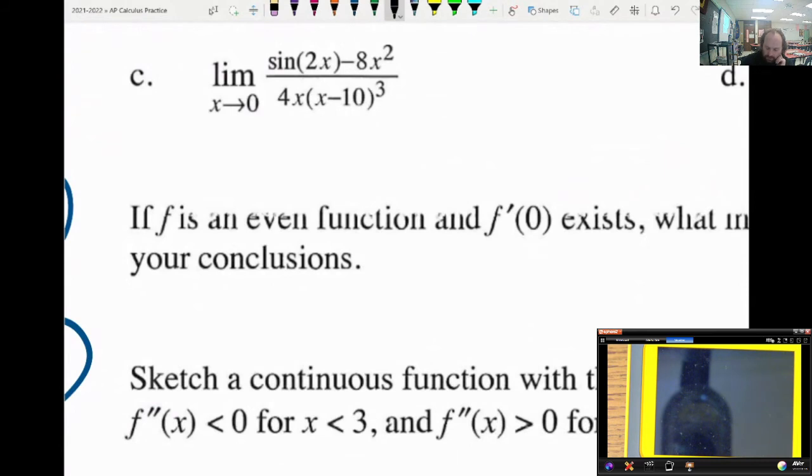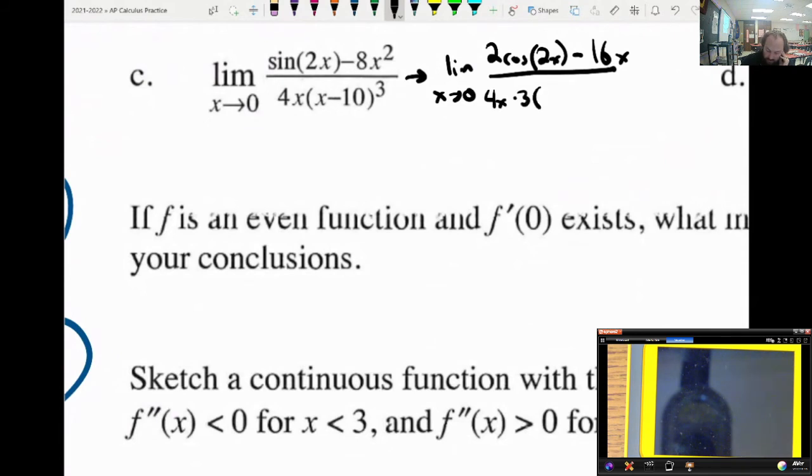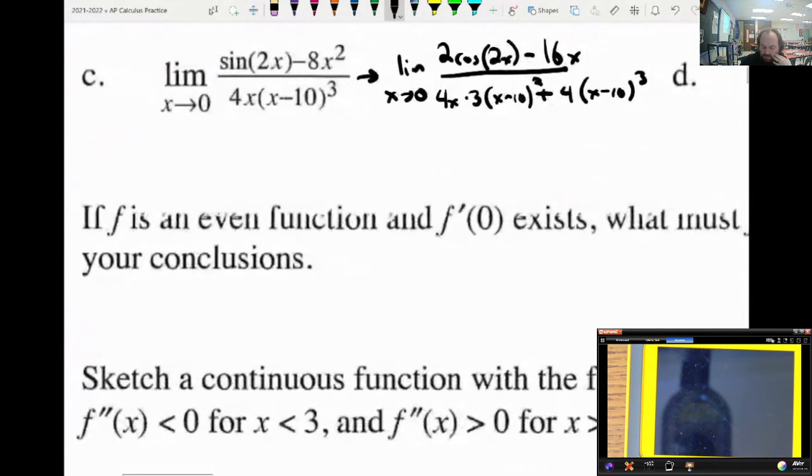You would have to use L'Hopital's rule. You would have the limit as x approaches 0 of 2 times the cosine of 2x for the chain rule minus 16x. And that would all be over, you got to use the product rule down here. This is 4x times derivative of the second part, which is times 3 times x minus 10 to the second power times 1 plus the new derivative of the first times the original second right there.